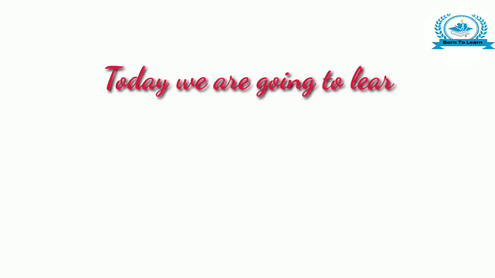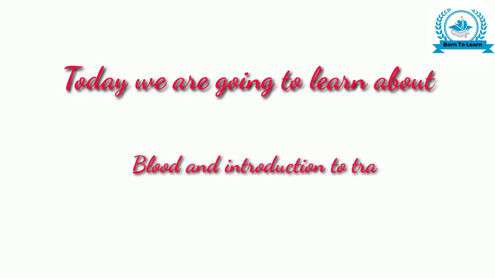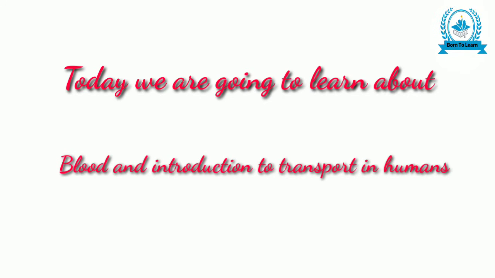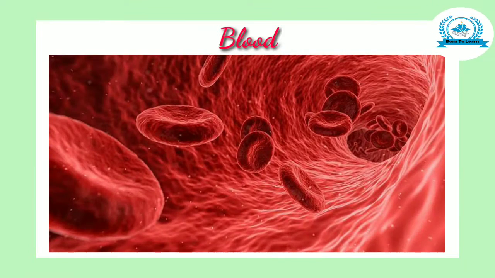Today we are going to learn about blood and introduction to transport in humans. Blood. Blood is a red colored liquid which circulates in our body. Blood is red because it contains a red pigment called hemoglobin in its red cells. Blood is a connective tissue.